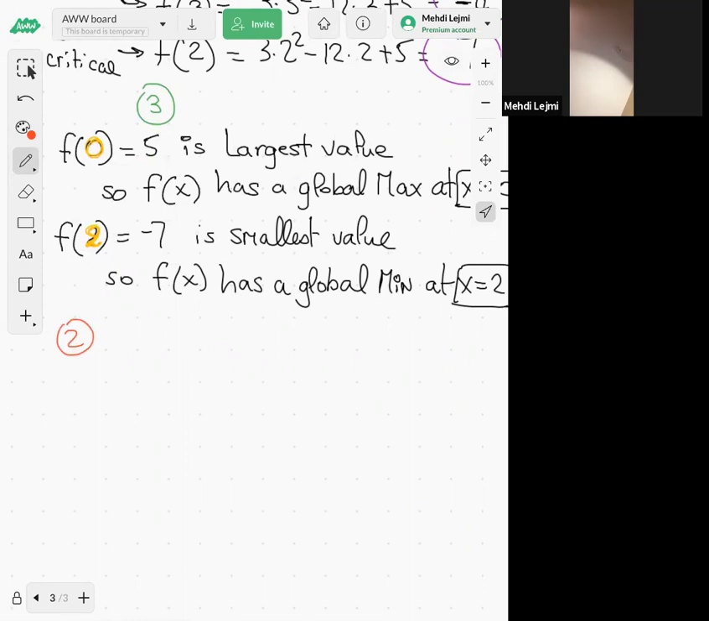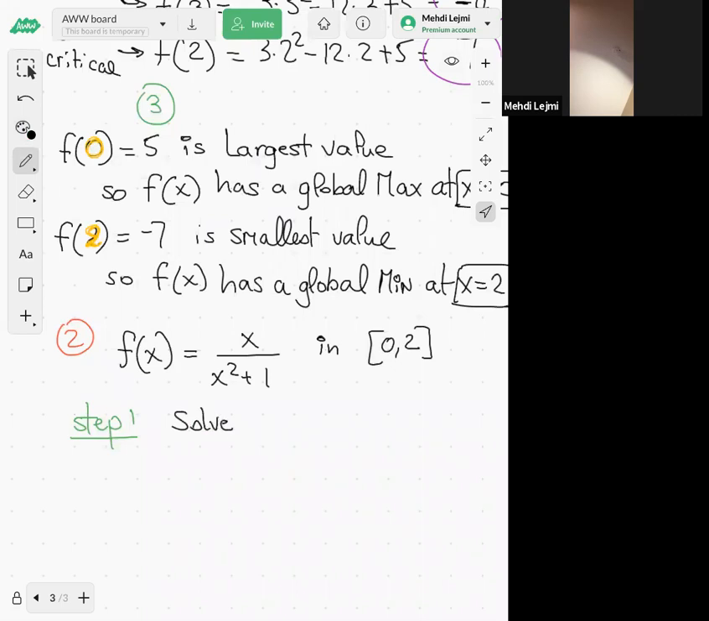All right, so okay, number 2, my f of x is, we said, x over x squared plus 1. The interval is 0, 2. All right, so step 1, as usual, we have to solve f prime of x equal to 0 to find our critical points. So first, I have to compute f prime of x. Which rule am I going to apply to compute f prime of x?